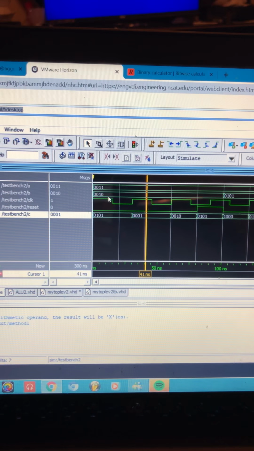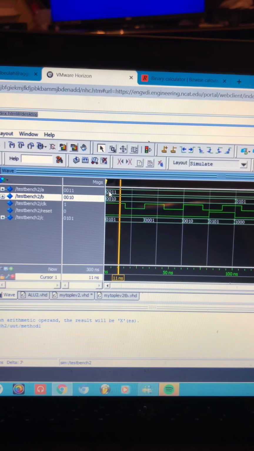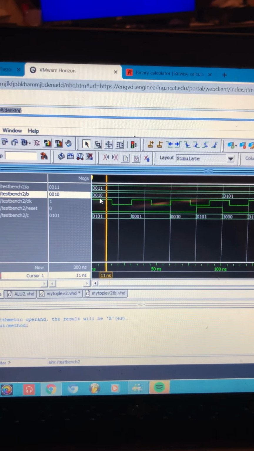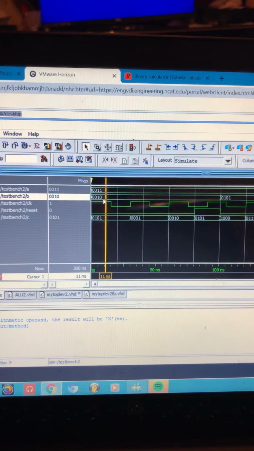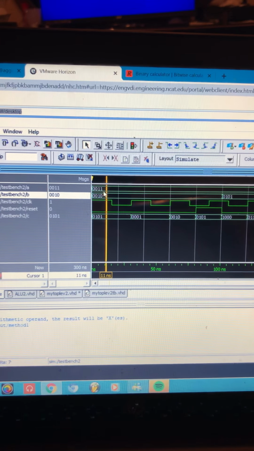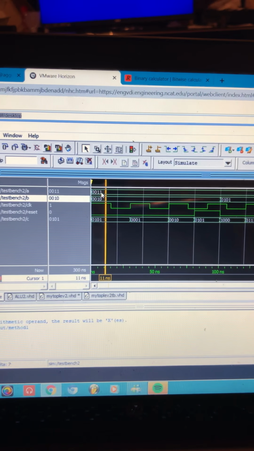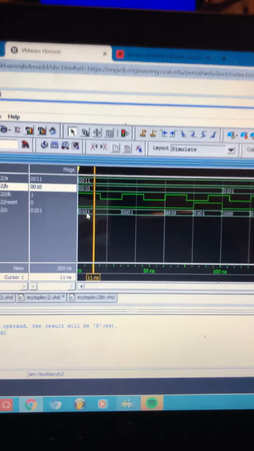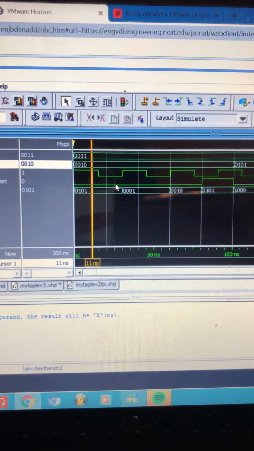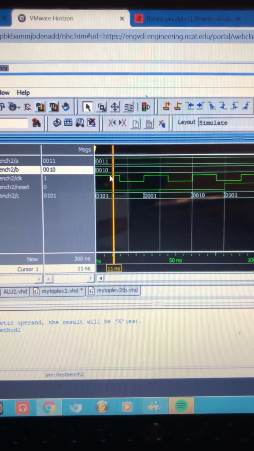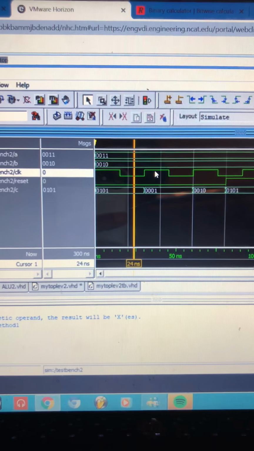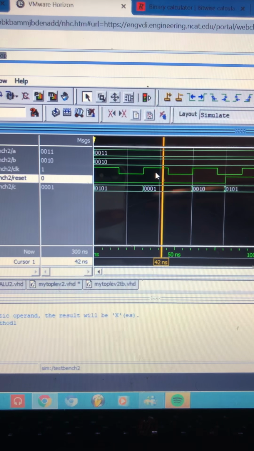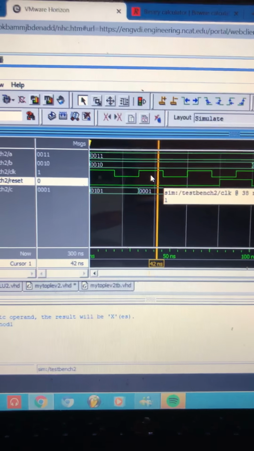So here, for example, I have 0 0 1 1, which is equivalent to 3, and I have 0 0 1 0, which is equivalent to the number 2. So again, I will add first. 3 plus 2 is 5. 5 in binary is 0 1 0 1. And this is on the rising edge. It's not greater than 5, so otherwise it will subtract.